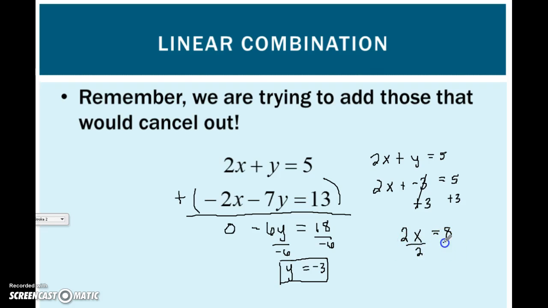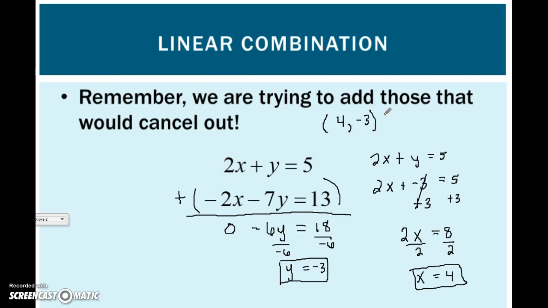Dividing by 2 on both sides to get x by itself: 2 divided by 2, we have x. 8 divided by 2, we have 4. So our solution to this system of equations is an ordered pair. It's the solution 4, negative 3. So remember, solutions are ordered pairs.